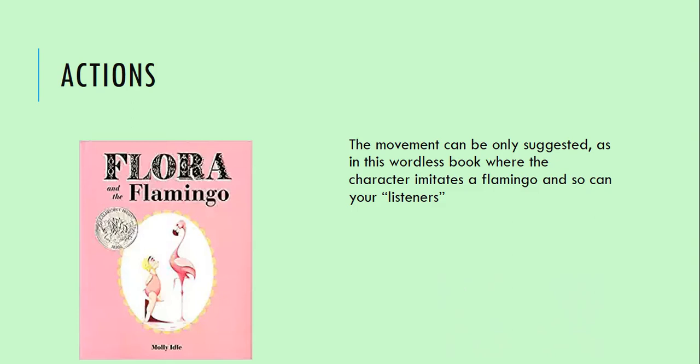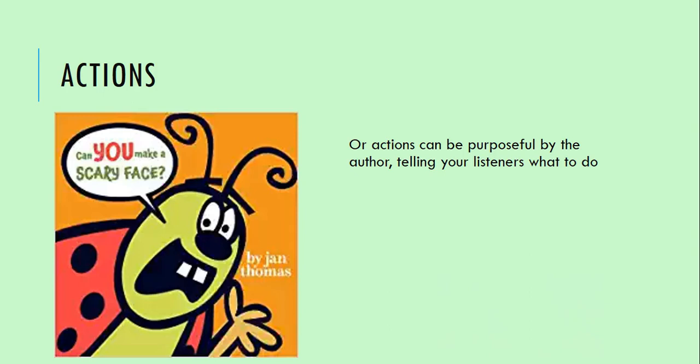And then in this wordless book, even though you're not even reading it, you can describe what's happening in the picture, and then your audience can mimic the flamingo also. Or you can have a book with actions built in, and the actions can be purposeful by the author. So in Can You Make a Scary Face? it actually gives specific directions to the listeners, which they are supposed to follow. And apparently this works very well. I've never used this one, but it's supposed to be delightful in a story time.